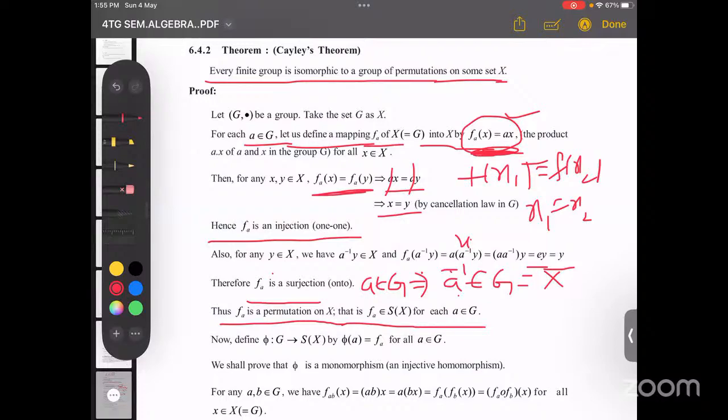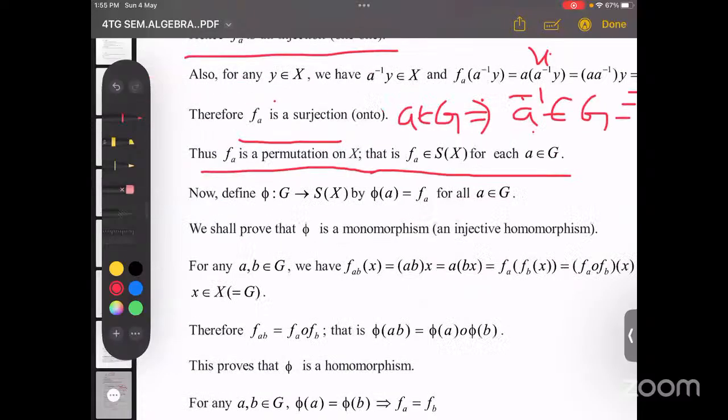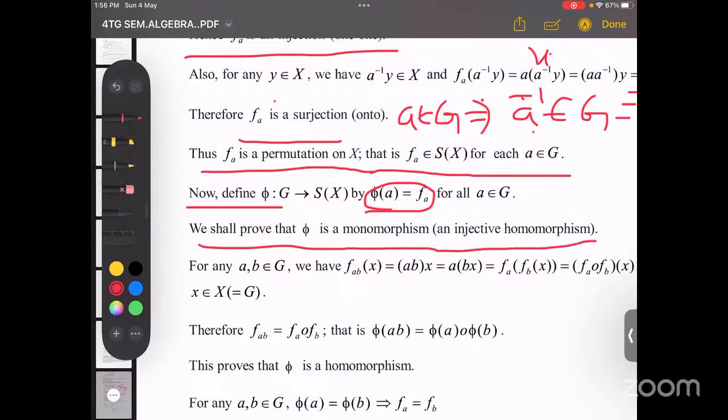To show that it is isomorphic, we need to show the conditions are there. Whatever the conditions are there, for that we are defining phi here. Whatever phi is there, it is a mapping from G to S of X, this is important. We are defining phi of A equals to F of A for all A belongs to G. We shall prove that phi is a monomorphism, that is, an injective homomorphism.